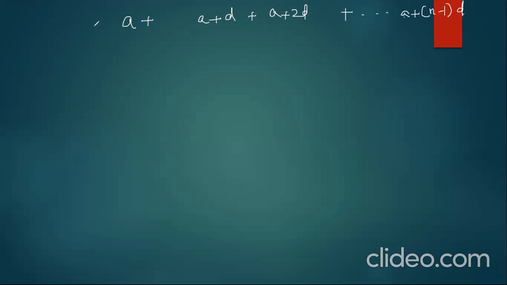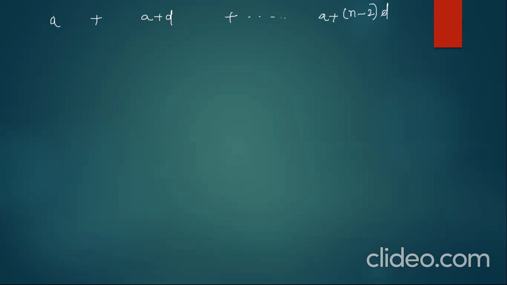I will write again from the beginning so that it will fit here. A plus A plus D plus so on. So what will be the term before A plus (n minus 1) into D? Can you guess? Yes, A plus (n minus 2) into D. Very good. Plus A plus (n minus 1) into D.